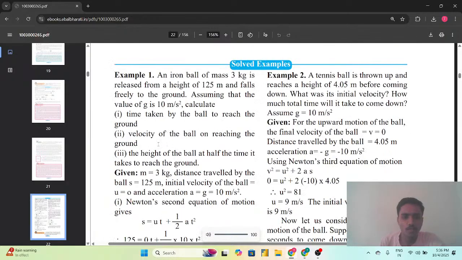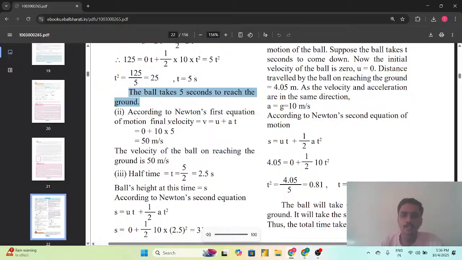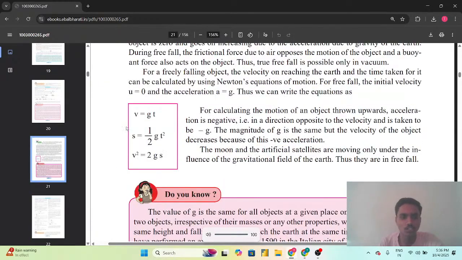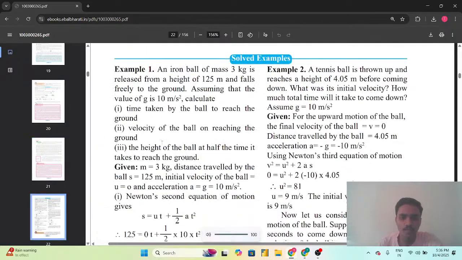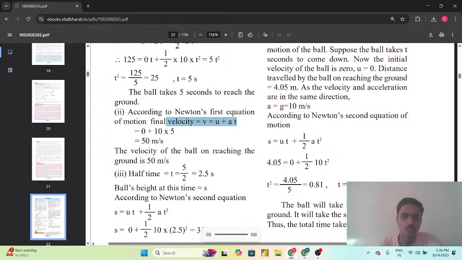So second, we have to calculate the velocity of the ball on reaching the ground. So velocity, that is the final velocity which we have to calculate. So we have to again think which equation will be suitable. So we are having the time with us now and the acceleration due to gravity. So we can use the first free fall motion equation, that is v is equals to gt. So after substituting the values, we are getting the final velocity of the ball, that is 50 meter per second. So the velocity of the ball on reaching the ground is 50 meter per second.